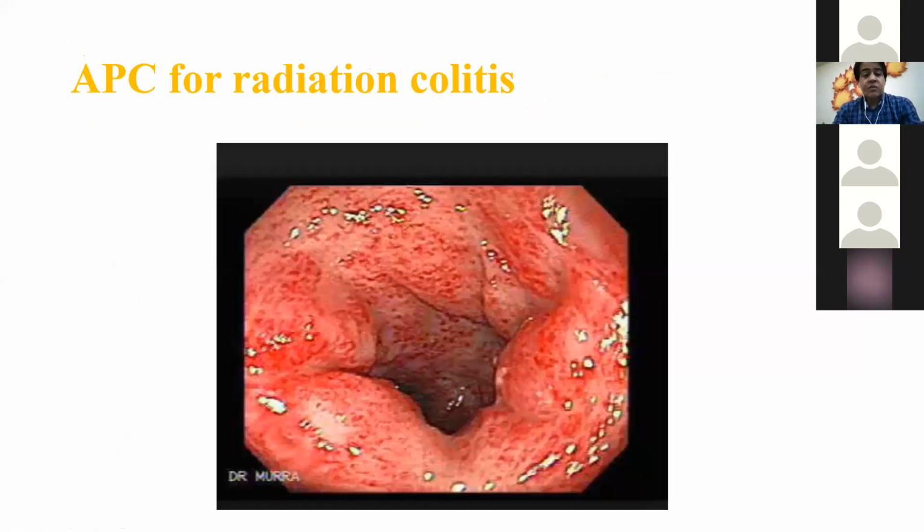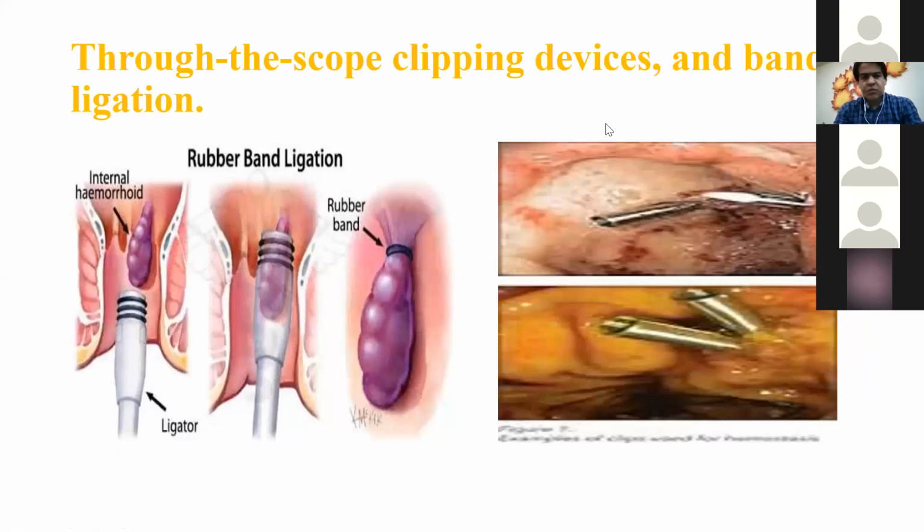The fourth option is the through-the-scope clipping device and band ligation. I told you about band ligation for the treatment of hemorrhoids or hemorrhoidal pain. We can use the rubber band, and we routinely do this procedure in our endoscopy setup. These are certain clipping devices which can be used in case of an ulcer where the bleeding is not being stopped by injecting epinephrine and utilizing the other device that is known as the contact thermal device.